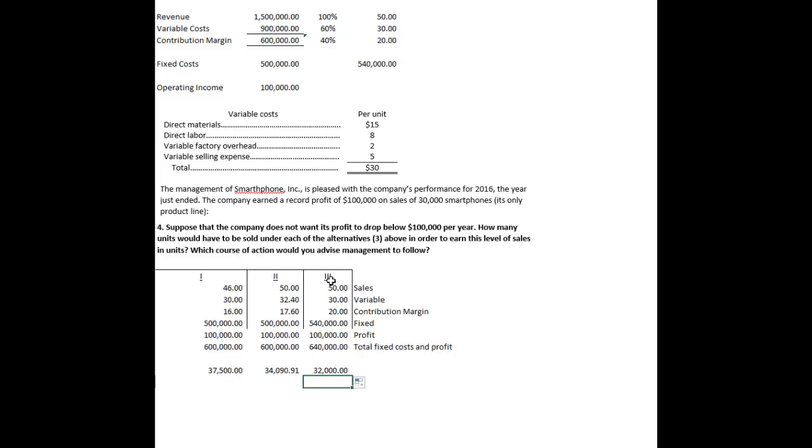So we're going to stick with the quantified answer, which is let's go ahead and take scenario 3. Let's raise our fixed costs slightly, and that will allow us to hit the $100,000 profit with fewer sales.